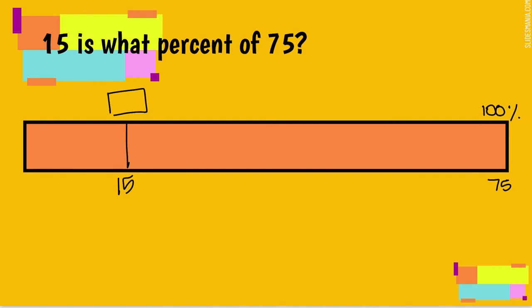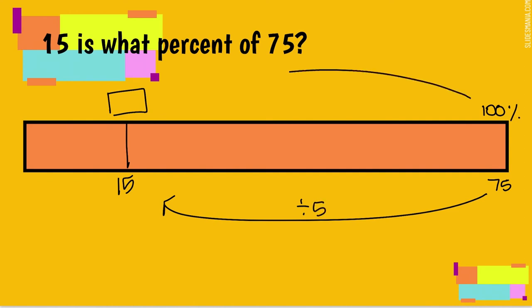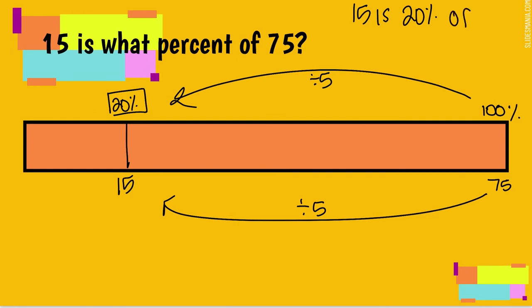So how can I get from 75 to 15? I see that I can divide 75 by 5 to get to 15, which means I will divide 100% by 5 to get a value of 20%. Well, then that means that 15 is 20% of 75.